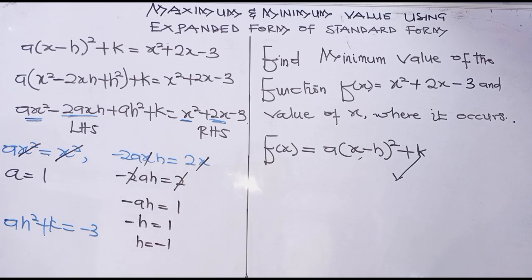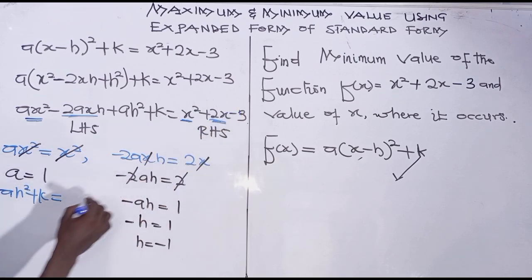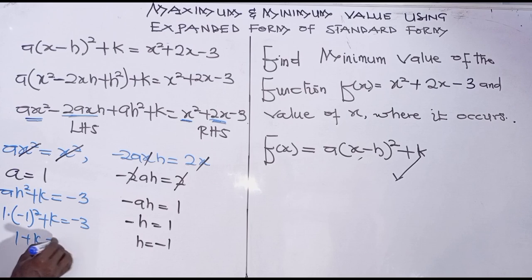Now that we have this, let's move on to this very part. So we said that the whole of this a h squared plus k is equal to what? Minus 3. We have already found the value for a and then h. So our a is 1. So we have 1 multiplying h minus 1 all squared plus k is equal to minus 3. So you can say that 1 plus k is equal to minus 3. Therefore, our k is equal to minus 4.